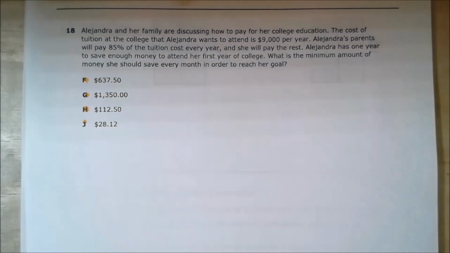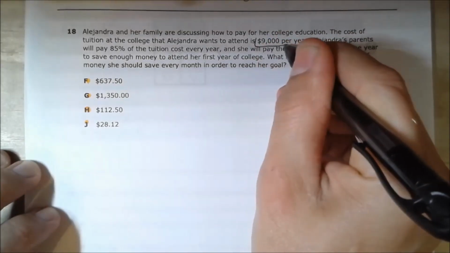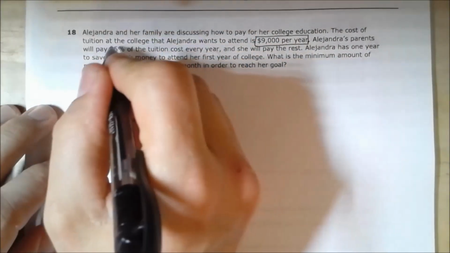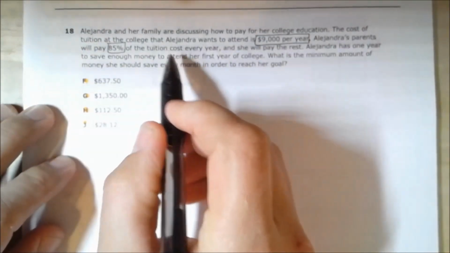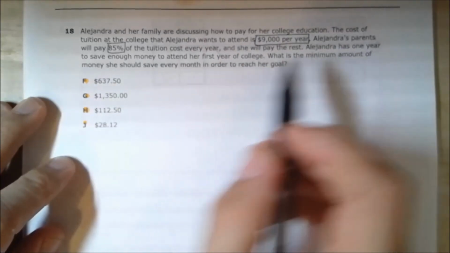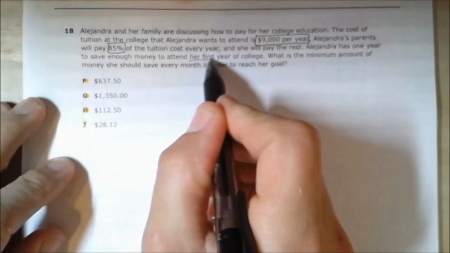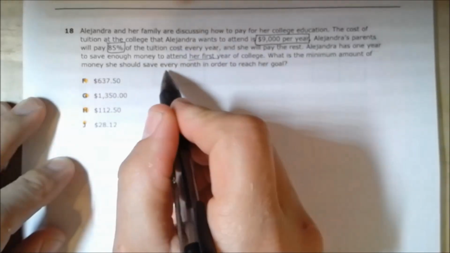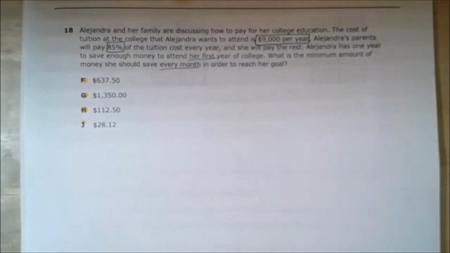Alright, question number 18 says Alejandra and her family are discussing how to pay for her college education. The cost of tuition at the college that Alejandra wants to attend is $9,000 per year. Alejandra's parents will pay 85%, let's box that, of the tuition cost every year, and she will pay the rest. Alejandra has 1 year to save enough money to attend her first year of college. What is the minimum amount of money she should save every month in order to reach her goal?